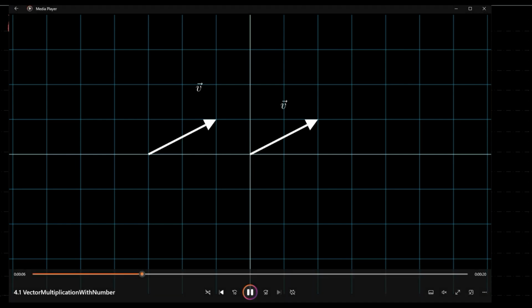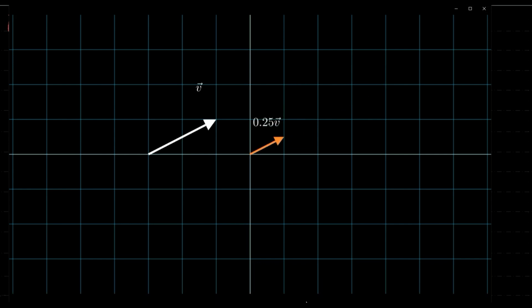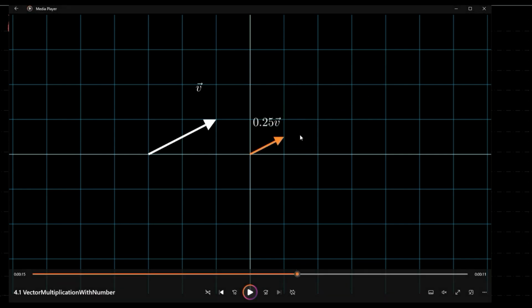If I multiply with, say, 2, we can see the direction, that is they are collinear, they are parallel. The direction is the same, but the length has doubled. If I multiply with, say, a fraction, direction will not change, but the length has reduced to 1/4.